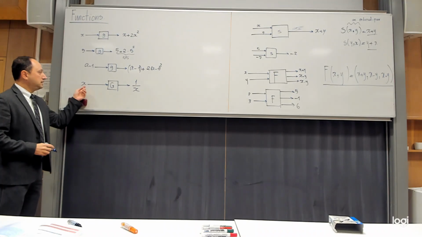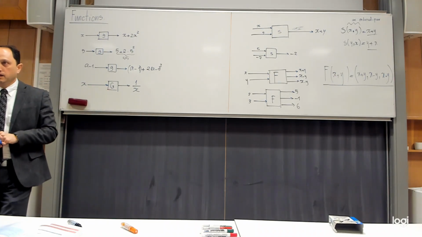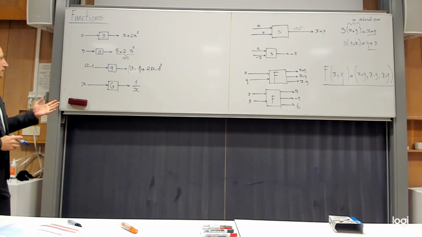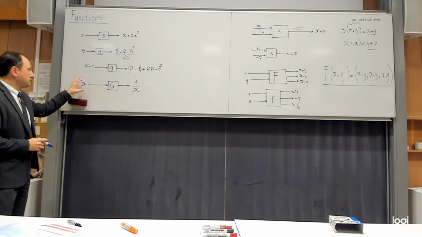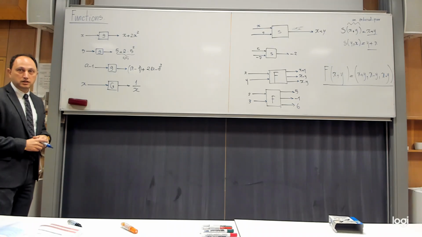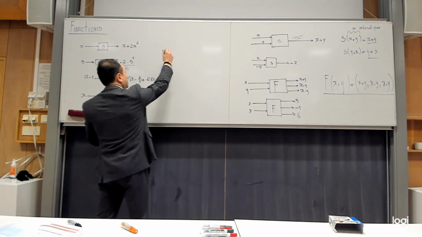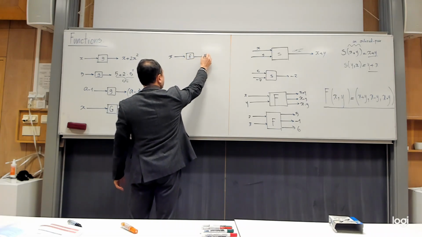Whatever number I give to this function, it will give me the reciprocal back. But here, I hope you agree with me, there are some limitations for the numbers, for the inputs that I can put in. Do you remember the function that I started with was the squaring function?